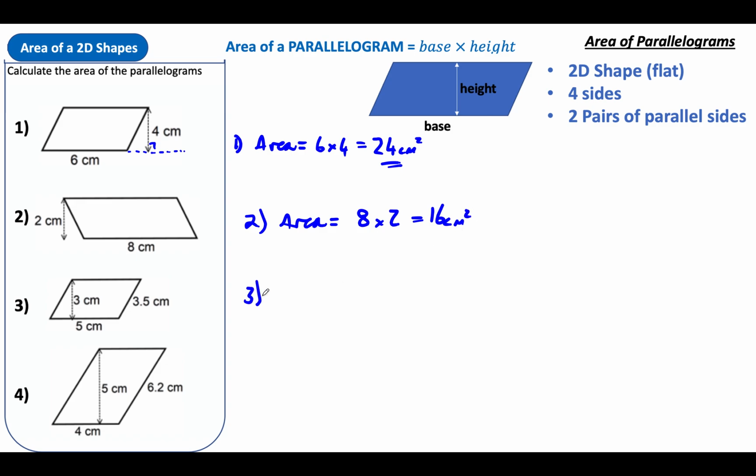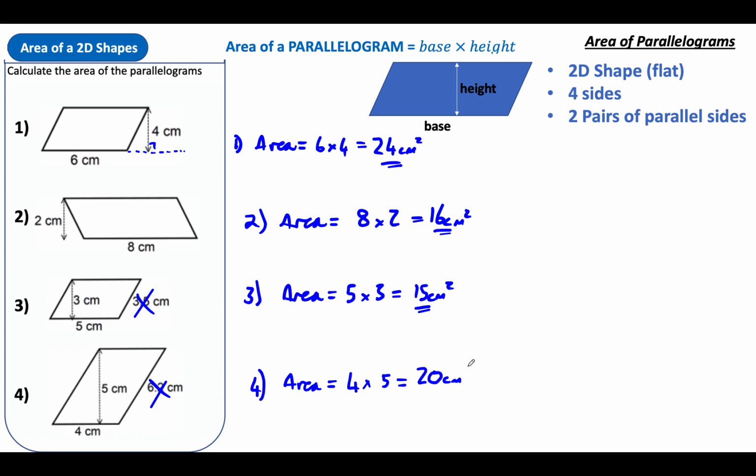Now number 3, let's have a look. We've got a slopey side. Don't want that. Don't want slopey sides. 5 times by 3, which is 15 centimeters squared. Okay. And number 4. Again, don't want the slopey side. Not bothered by that. We just want the base times by the height. The base is 4. The height of it is 5. So that's 20 centimeters squared.